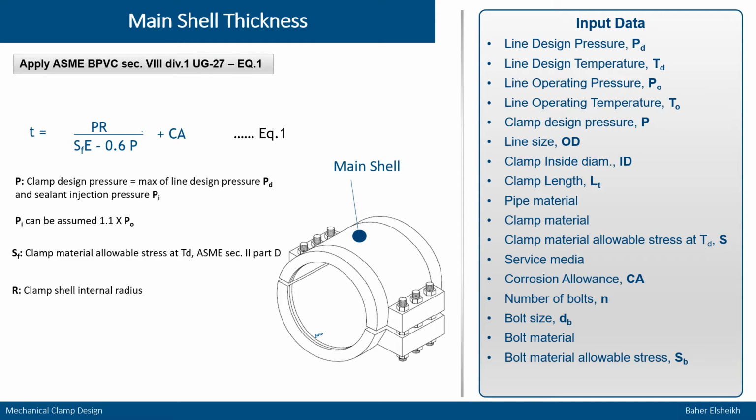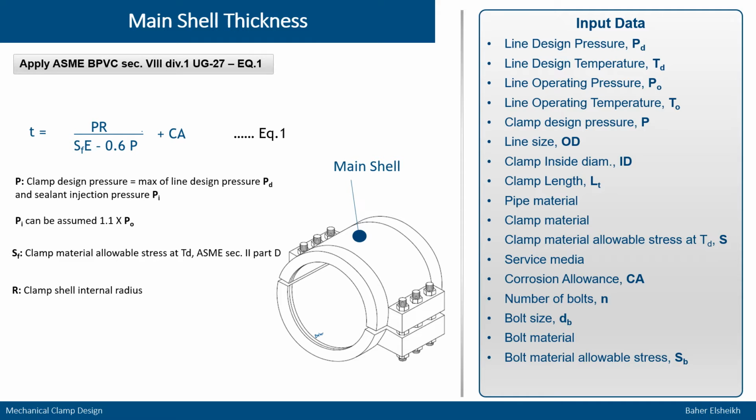The first part, number 1, is the main shell thickness. The main shell is a cylindrical part. Simply, we can follow the rules of ASME Section 8 Division 1 UG-27, where we can apply the internal pressure as we can see in equation 1.